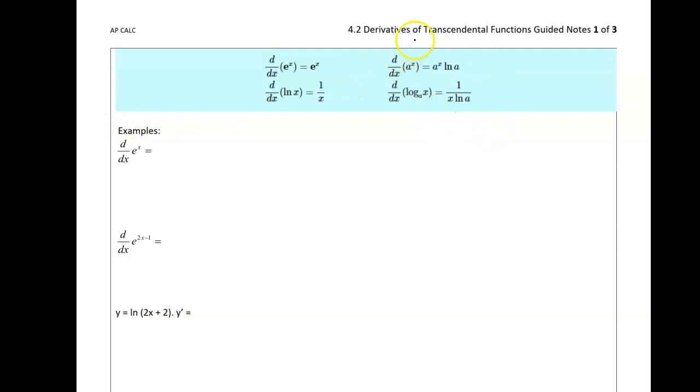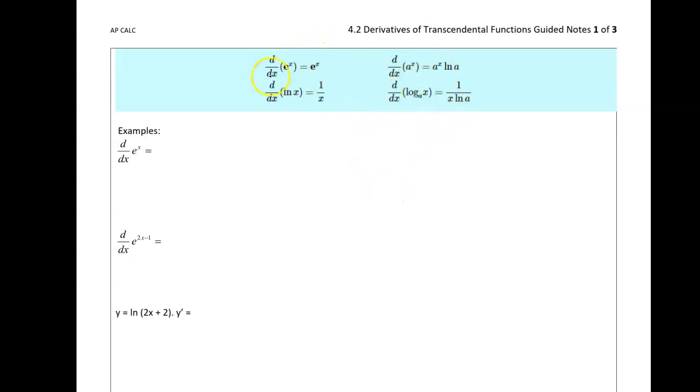All right, in this lesson, we're studying all of our weird functions, essentially. Alrighty, in this lesson, we're taking derivatives of transcendental functions. And transcendental, really in this context, just means weird functions. So they're functions that are a little bit more exotic that we studied in pre-calc as opposed to Algebra 1.